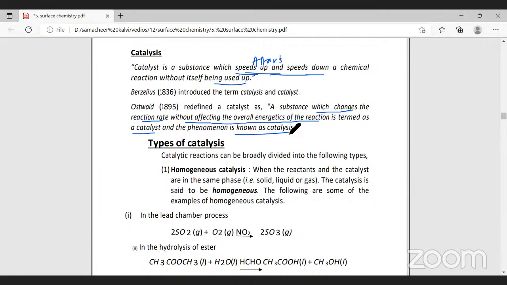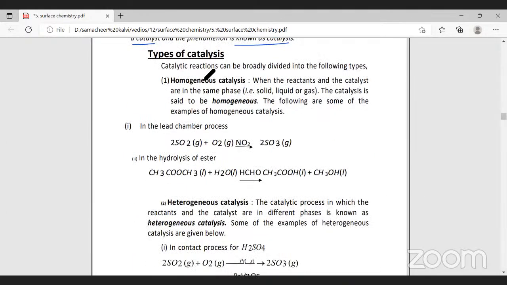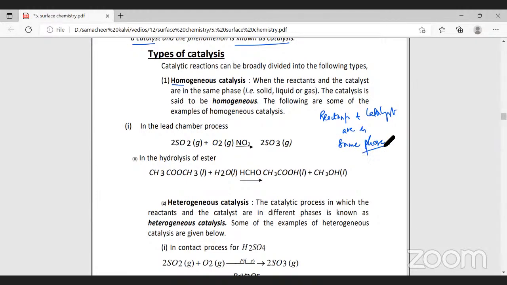We have two types of catalysis. It is a two-marker, and any one of them can be asked. The first one is homogeneous catalysis. Homo stands for same. What is homogeneous catalysis? A catalytic reaction in which the reactants and the catalyst are in the same phase. When the reactants and the catalyst are in the same phase, we call those reactions homogeneous catalytic reactions. Now, for an example, the lead chamber process.